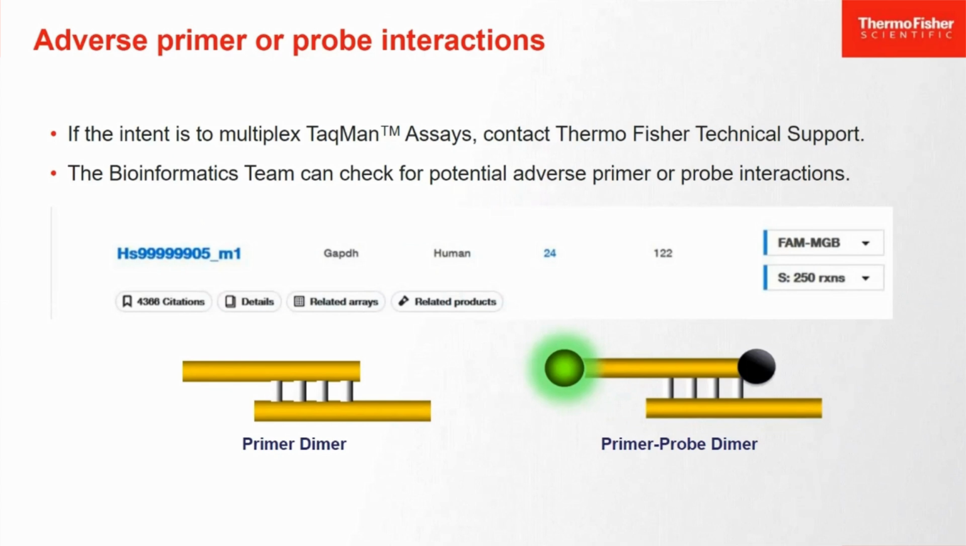If the intent is to multiplex our TaqMan assays, then please contact our Thermo Fisher technical support. We have a bioinformatics team that can check for potential adverse primer-probe interactions because with the TaqMan assays, for obvious reasons, we don't provide those primer-probe sequences, but we can still do the check for you.